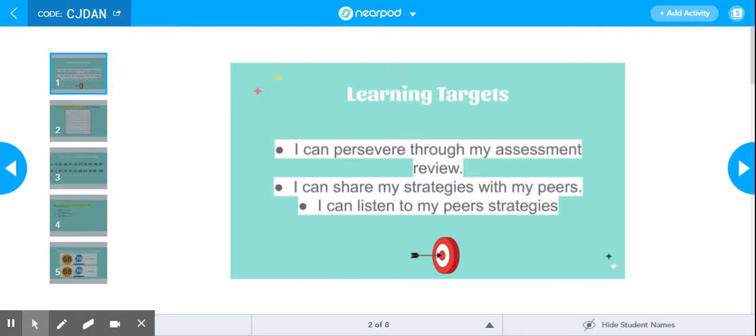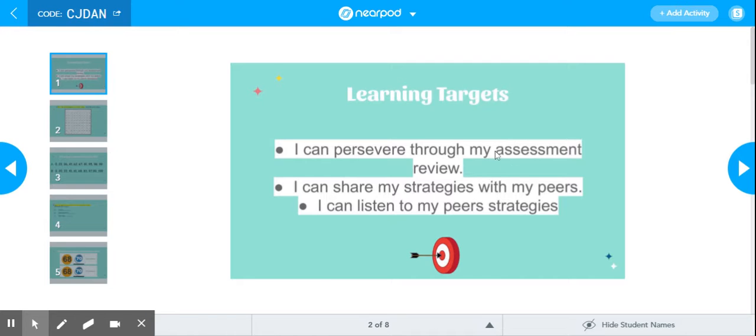Today we are going to start our review of our Unit 1 assessment that will be coming up next week. So we're just going to review the first couple of questions today, and then after that we're going to do a time to climb to keep practicing with our number fluency and with different strategies for addition. So I'm going to go through our learning target. Our learning target is I can persevere through my assessment review. I can share strategies with my peers, and I can listen to my peers' strategies.